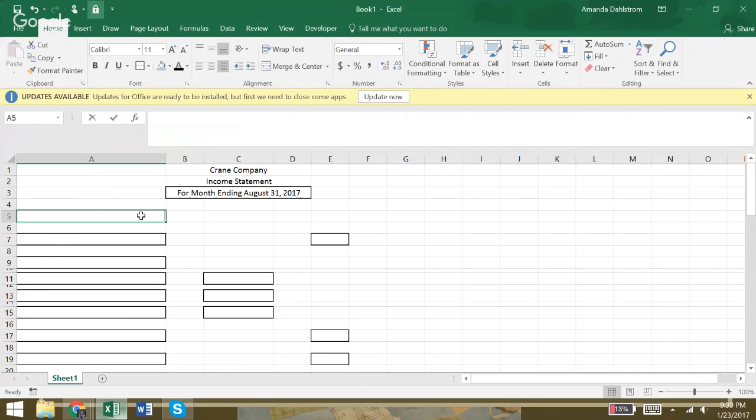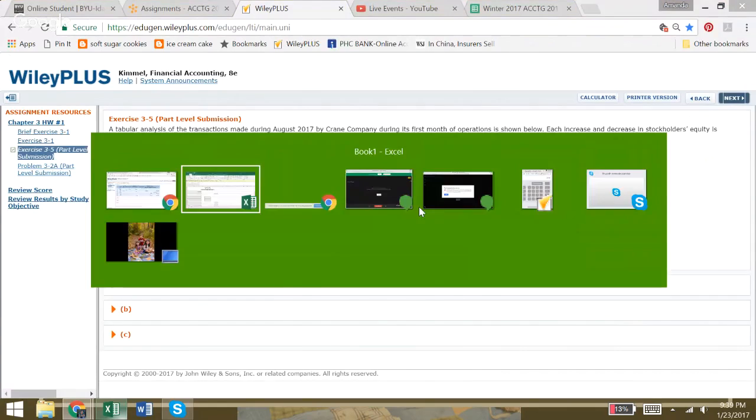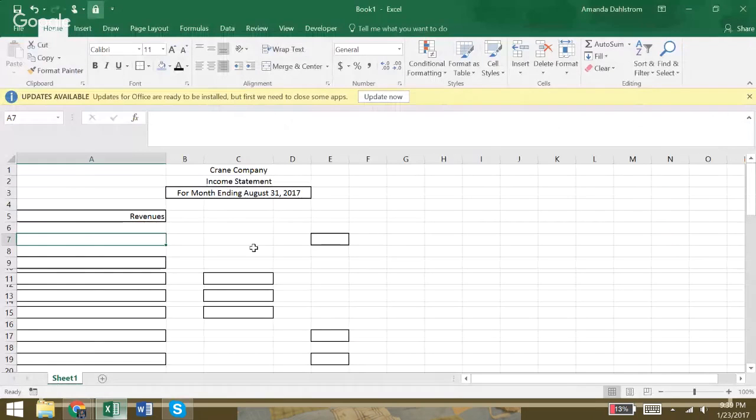Okay, first thing we want to have on here are our revenues. And if we come over here to our analysis, you can see in the descriptions we have one, which is a service revenue of $10,200. So we'll go ahead and put in service revenue for a total of $10,200. Next thing we put on an income statement are our expenses.